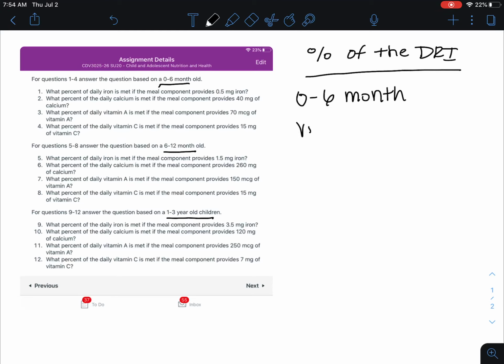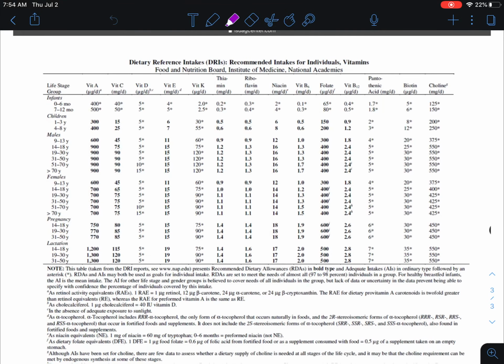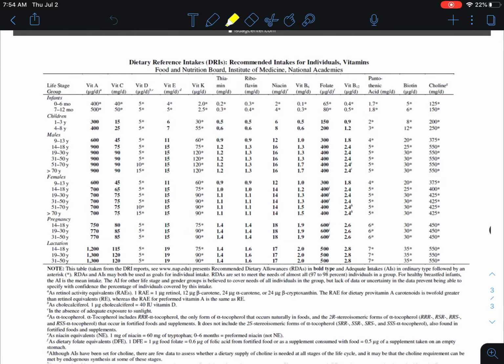For a 0 to 6 month old, the vitamin A requirement per day, I need to go back to that chart. I'm going to highlight this to make it a little easier to follow along. We're working right here with this 0 to 6 month old, so it's going to be this top line. And this equals daily, what we would call a DRI or RDA.